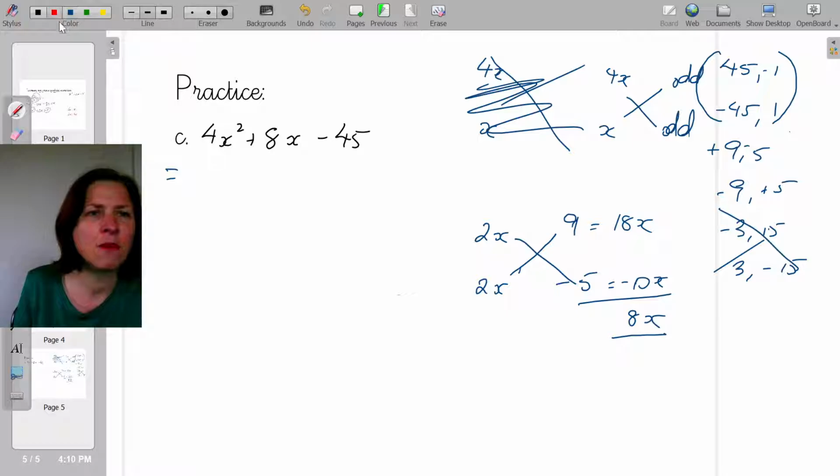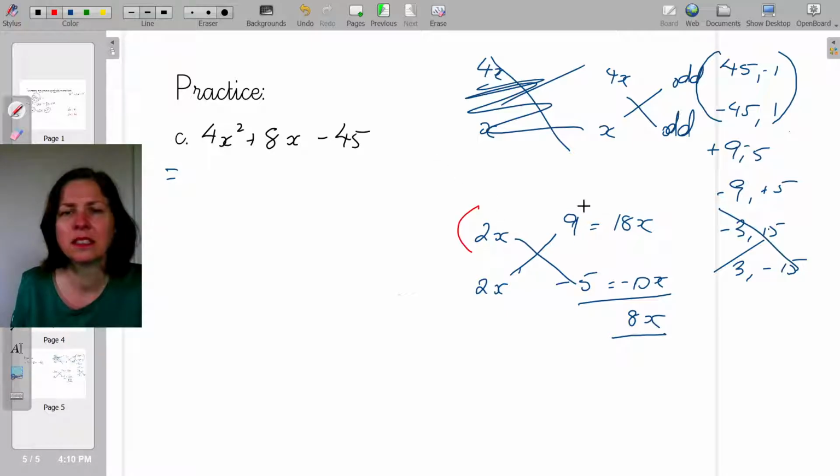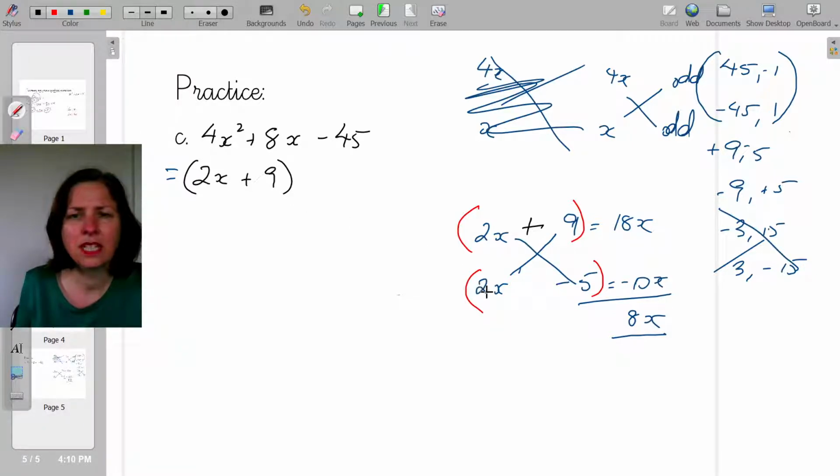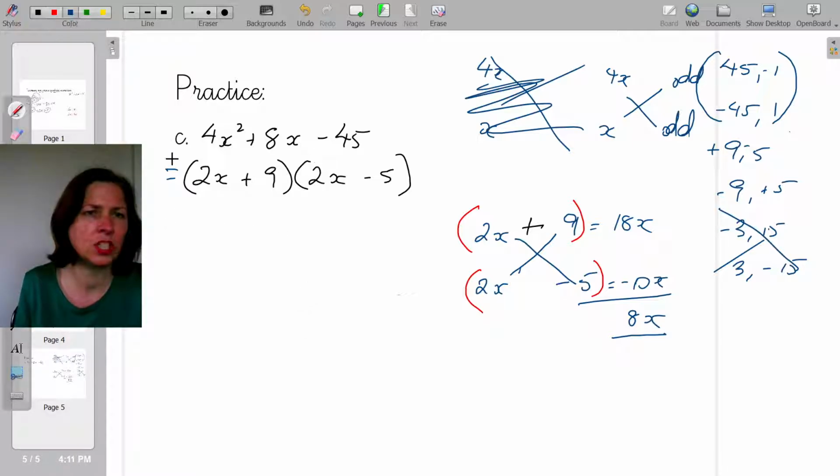So then I put my brackets in. Brackets here, brackets here. This is 2x plus 9, so 2x plus 9. And this one is 2x minus 5, 2x minus 5. And once again, I can always try by expanding mentally. So let's just do a check.